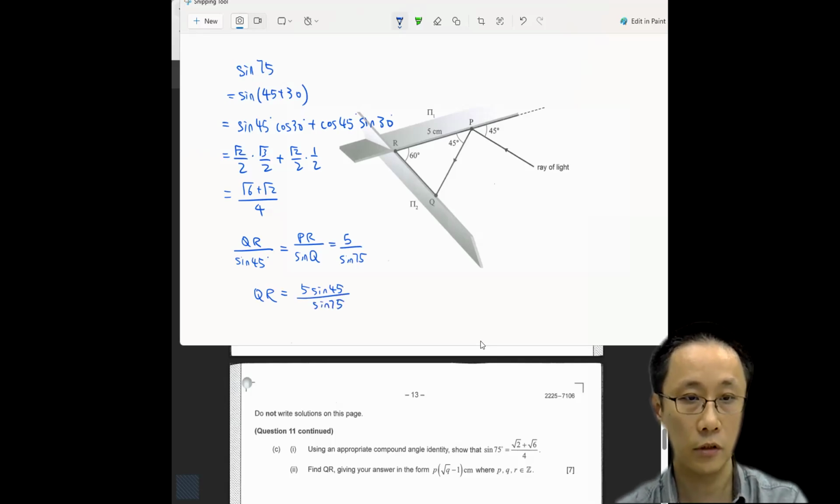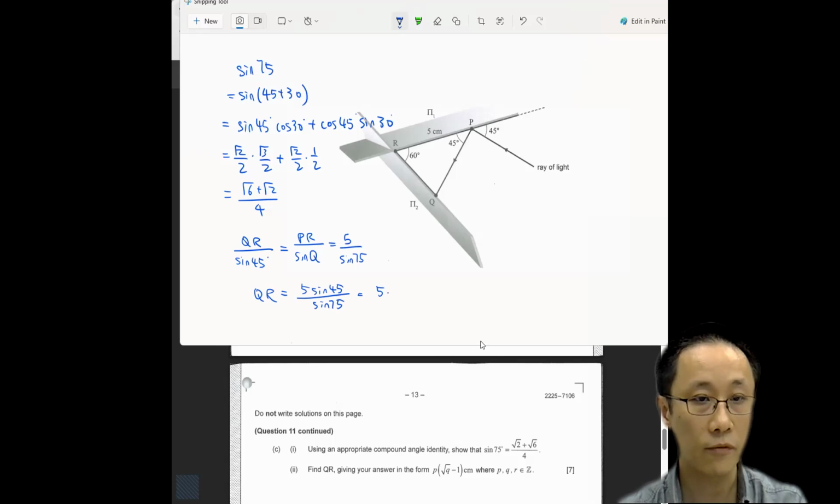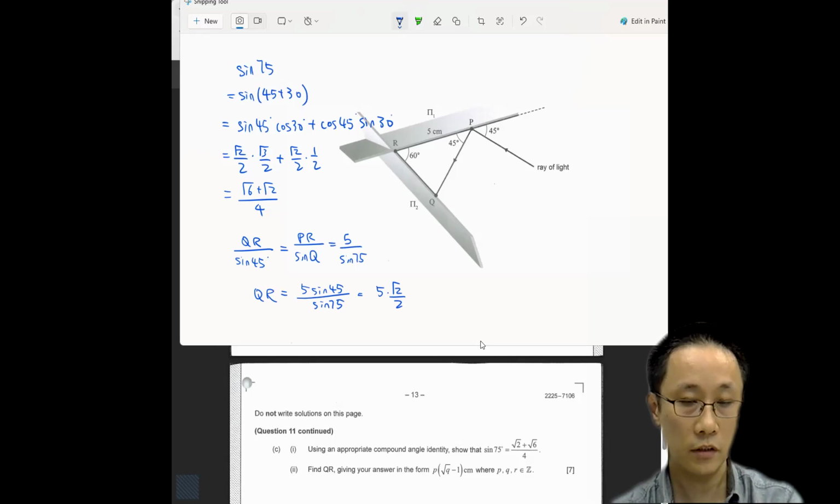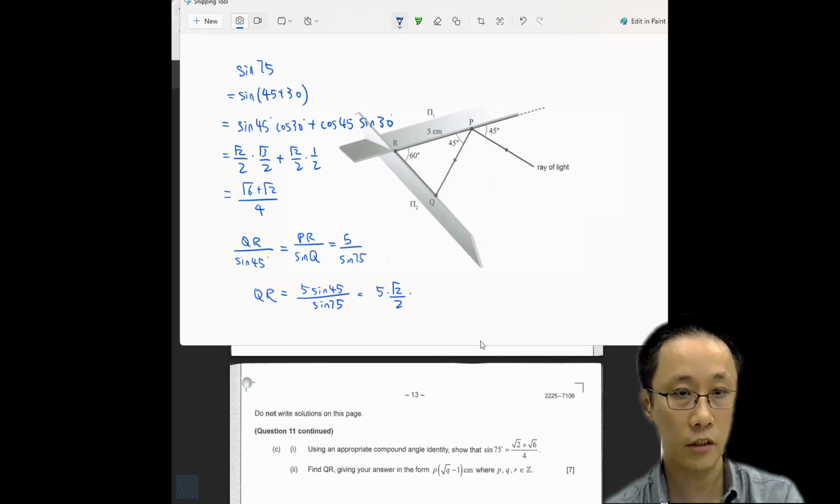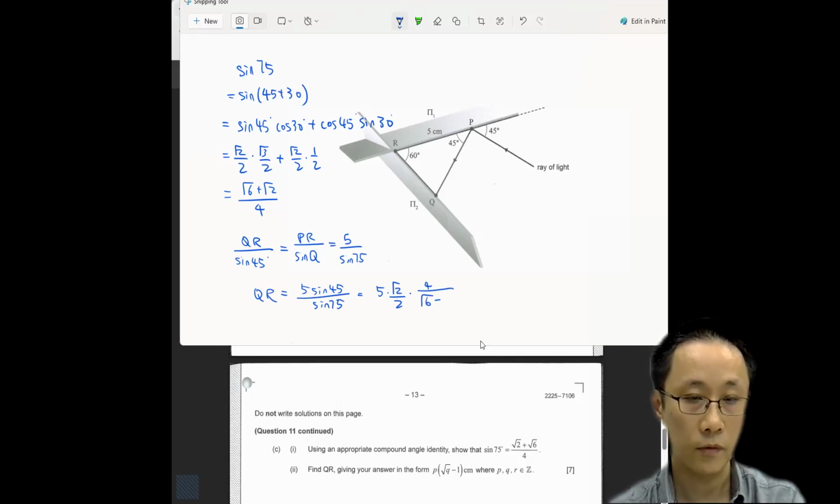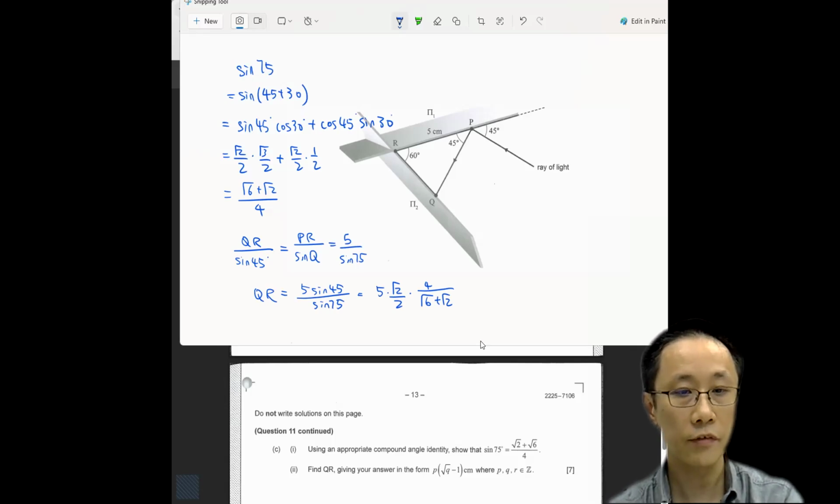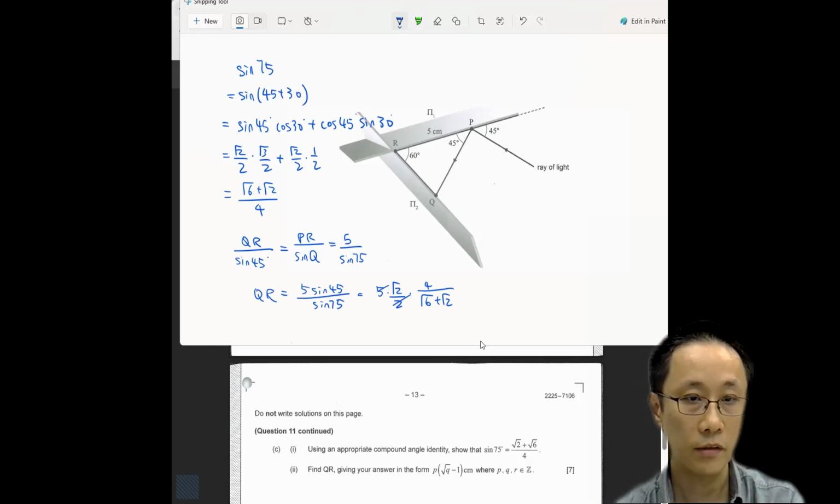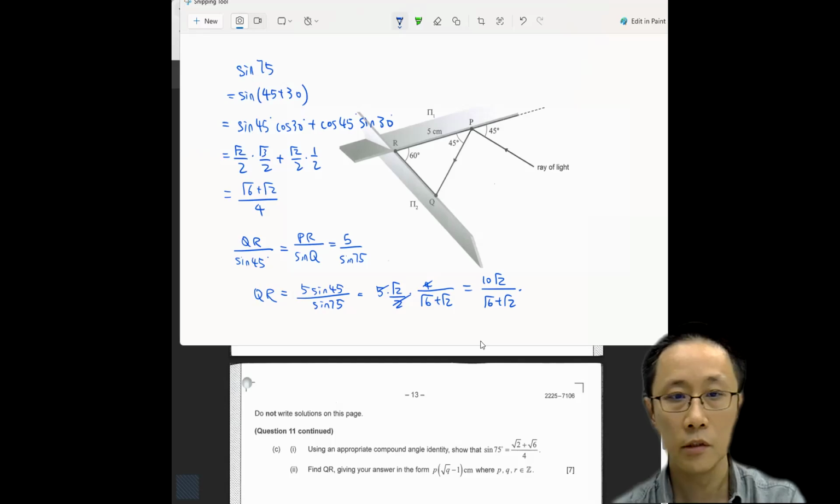So now let's use the exact surd forms. So 5 times root 2 all over 2 divided by sine 75 is the same as multiplying by the reciprocal of sine 75. We know some of the numbers. Actually, the 5 does not cancel, but I'll just write 10 root 2 over root 6 plus root 2. And all you need to do is to do some grade 10 rationalization.